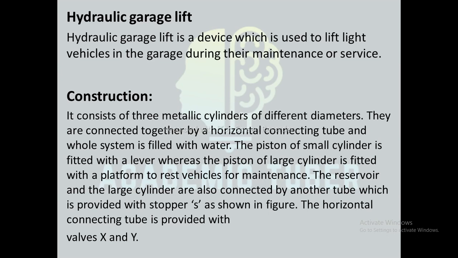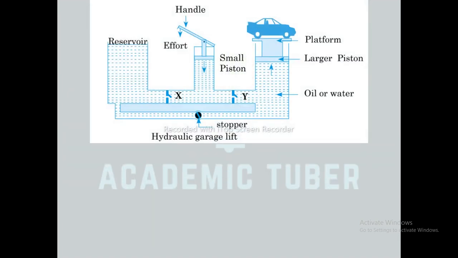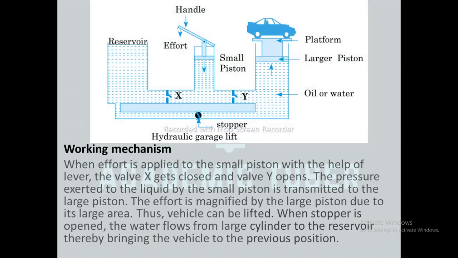The reservoir and the larger cylinder are also connected by another tube which is provided with a stopper, as shown in the figure. The horizontal connecting tube is provided with valves X and Y. Here is a diagram showing the hydraulic garage lift. Working mechanism.